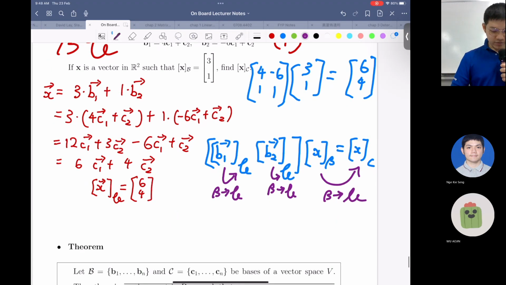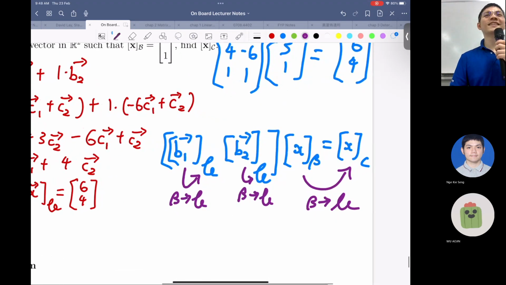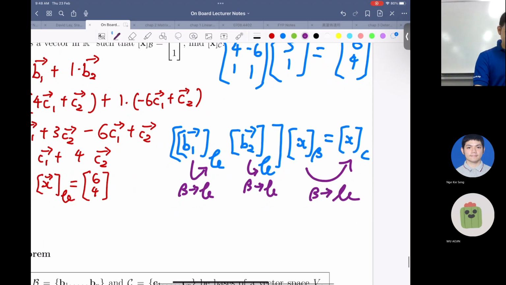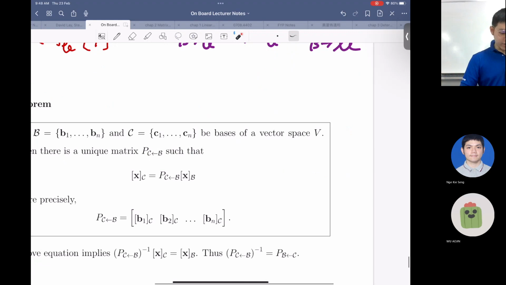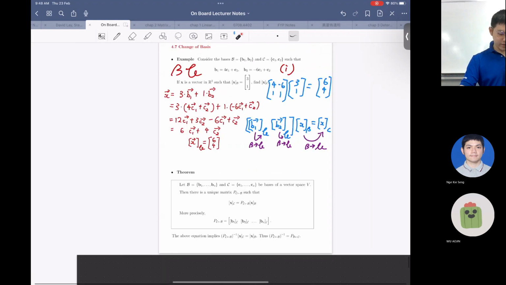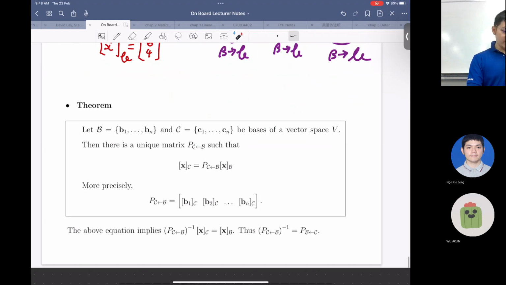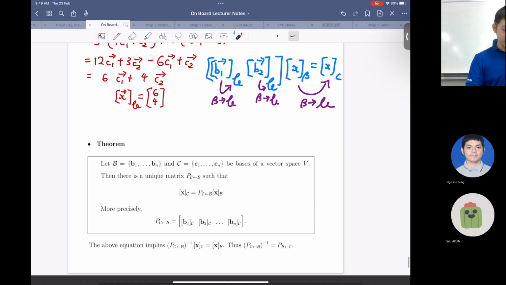Okay, so is it okay? So if you want to go from B to C, then you need to express your basis vectors in C, and then multiply on the coordinate vector in B, then you will get coordinate vector in C. Okay. So the theorem is like this. So in general, if you start with n vectors, just now we only have 2. Then there exists a unique matrix, which is what we found just now. We call it P_B to C.